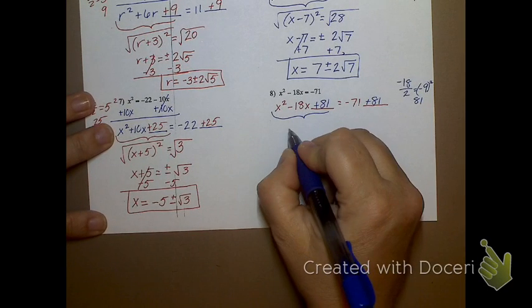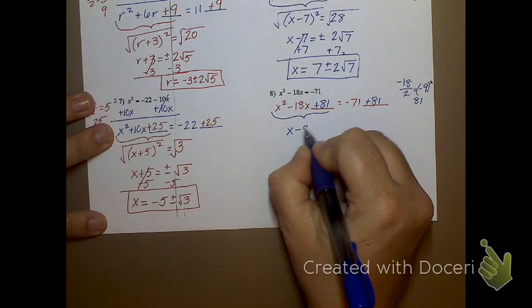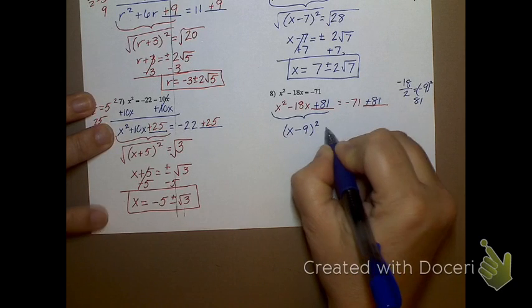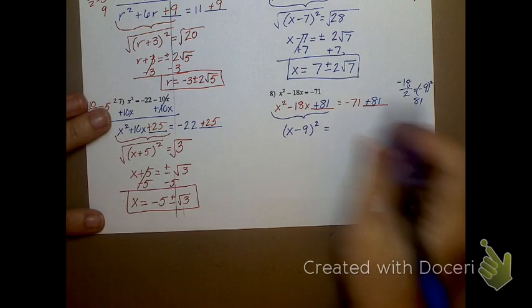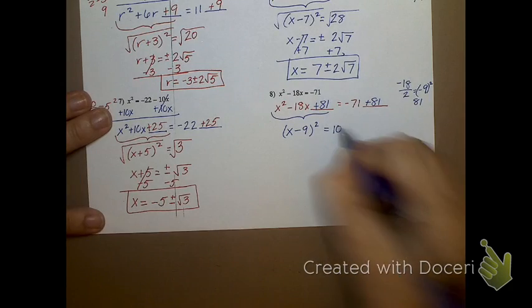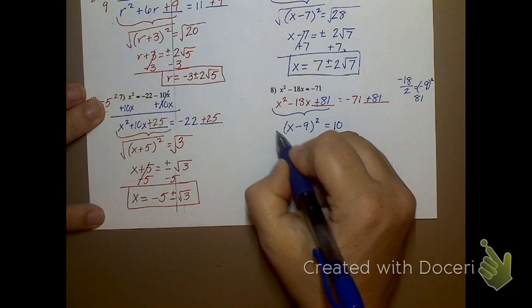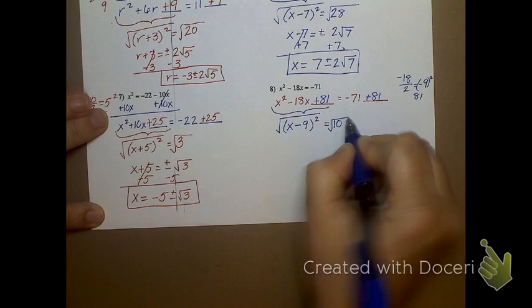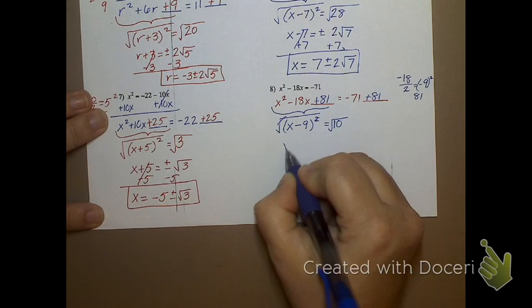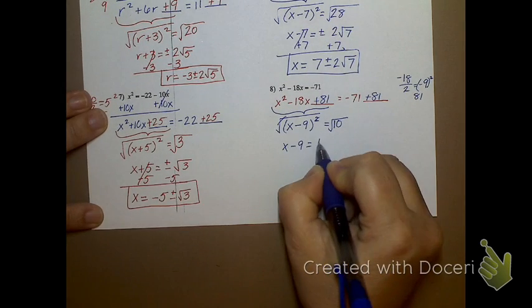What does this factor into? X squared. There you go. See? Negative 71 plus 81? Rad 10. Well, just 10. Not ready for the rad yet. Yeah, exactly. Now I'm going to square root. X minus 9 equals plus or minus.